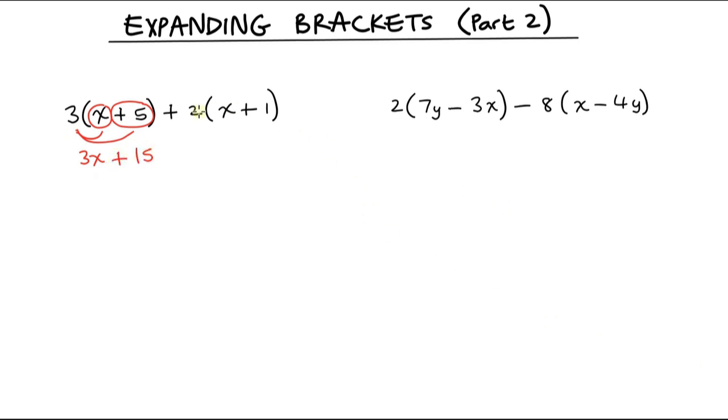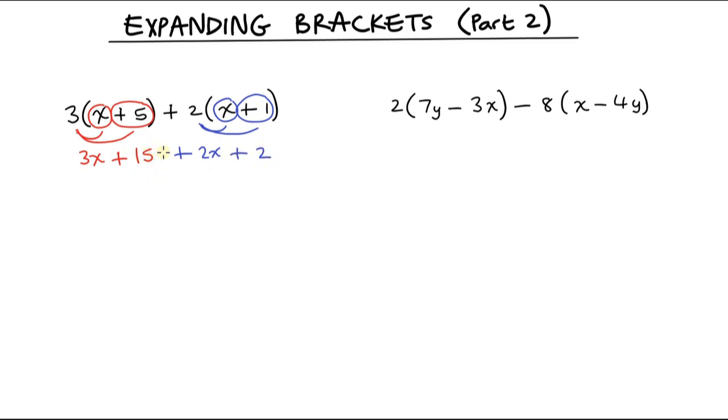And now we do exactly the same with the second set of brackets. We multiply the 2 by the x, and then we multiply the 2 by the 1. So 2 times x, well, that's going to be positive 2x. And then 2 times 1, well, that's just going to be positive 2.